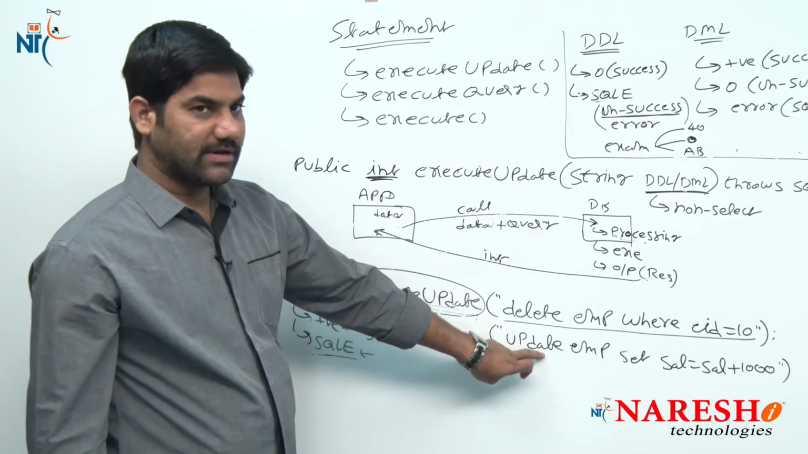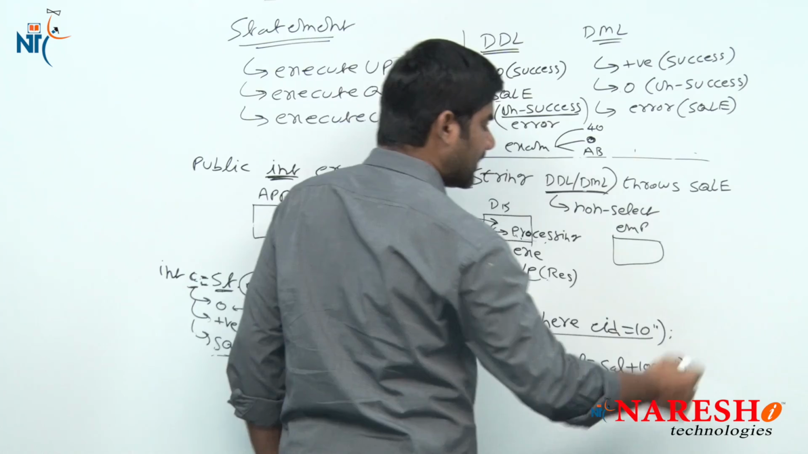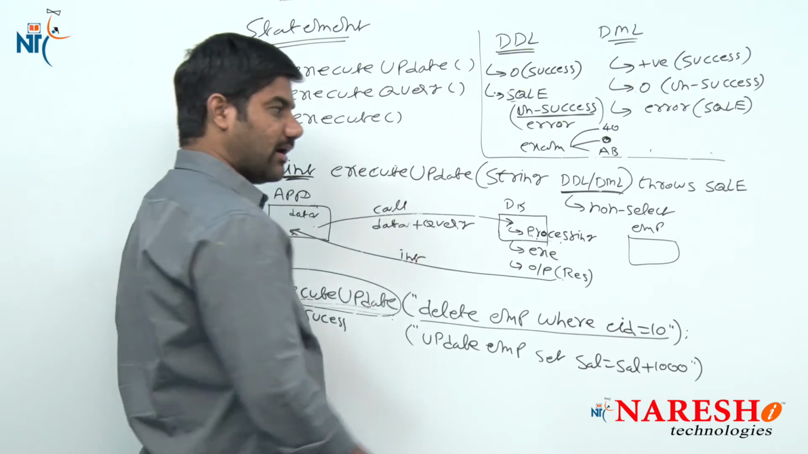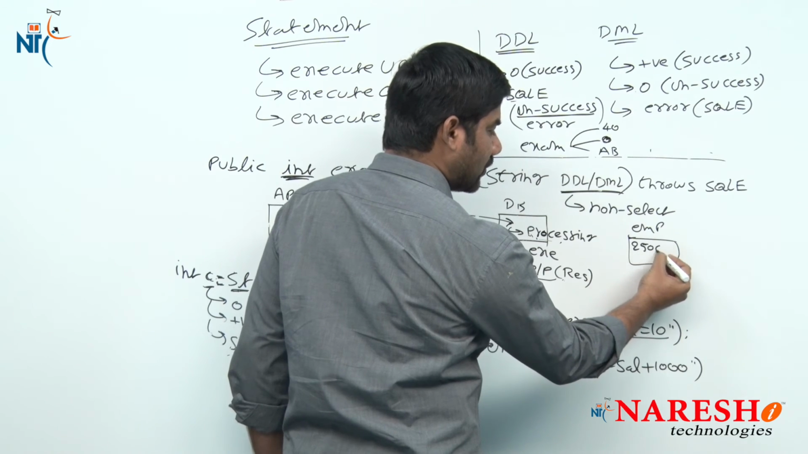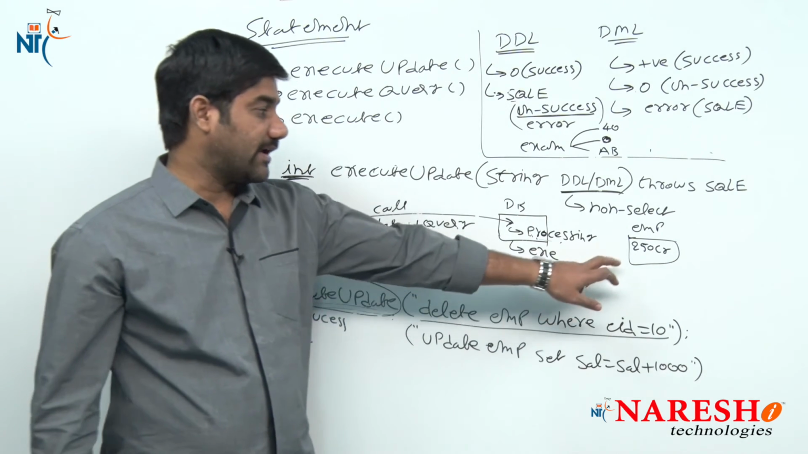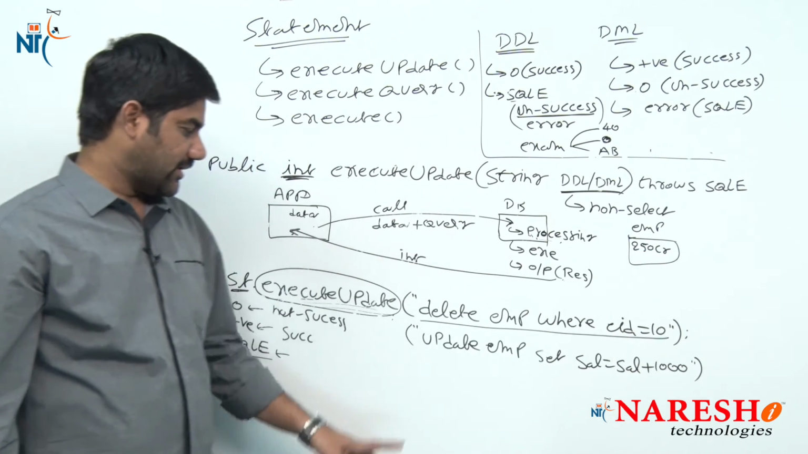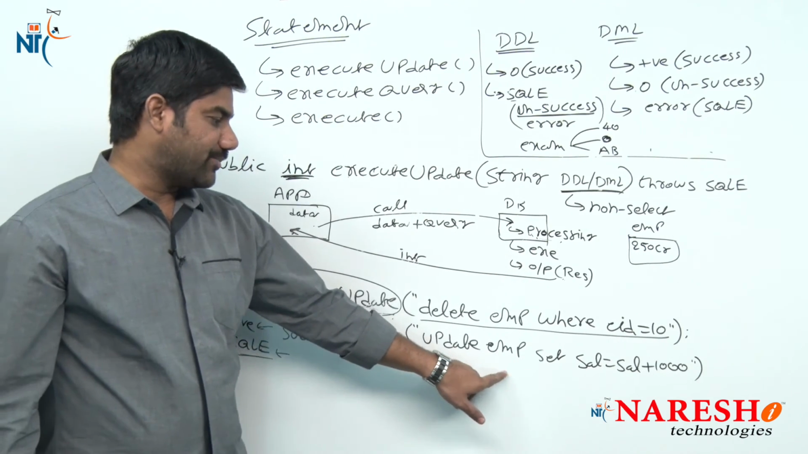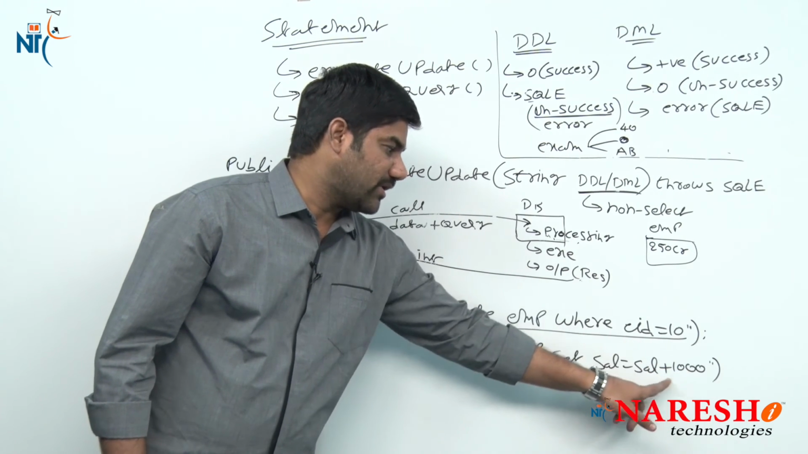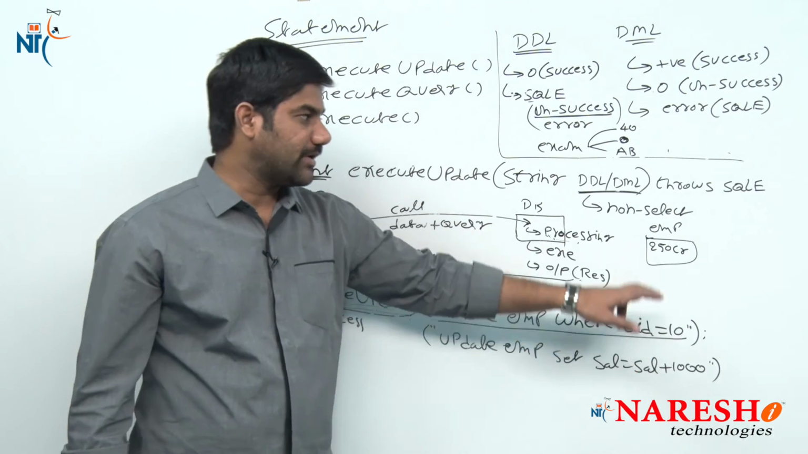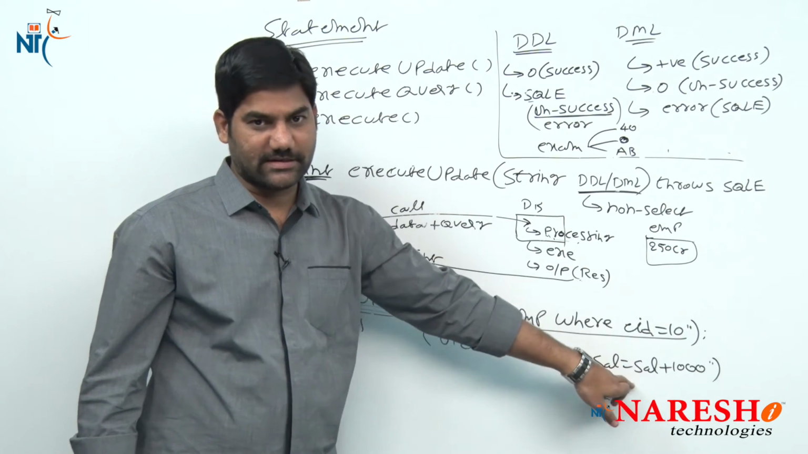Before discussing the problem, first see here. In our employee table, in total how many employees are available, sir? I have a total number of records of 250 crores. The record count in the employee table is 250 crores. Now come to this one: update EMP set salary equals salary plus 1000. Increment all employees' salaries by 1000 rupees. How many records are affected, sir? 250 crores of records are affected.